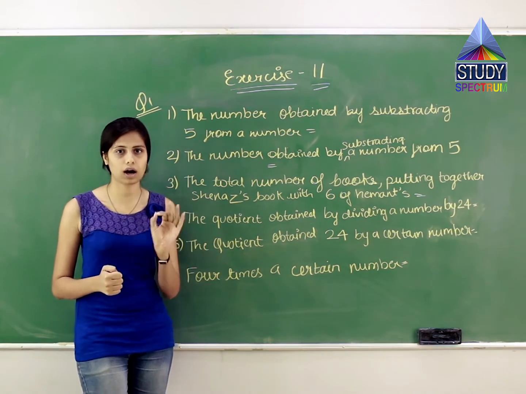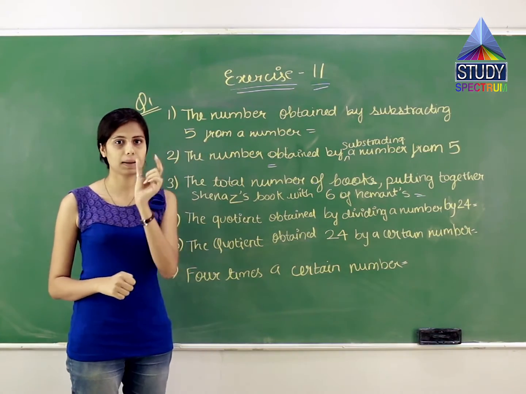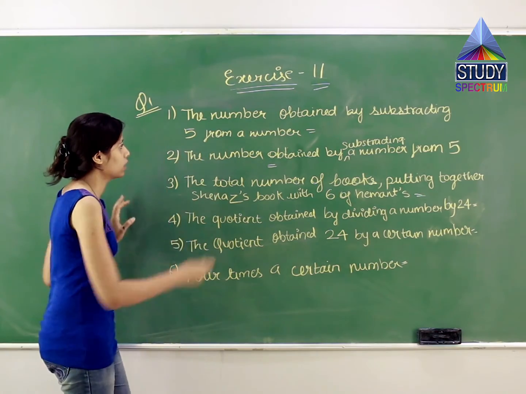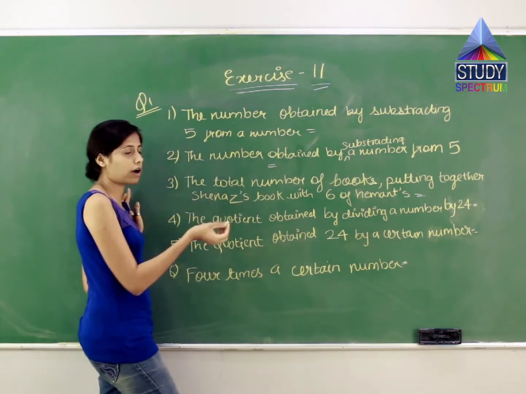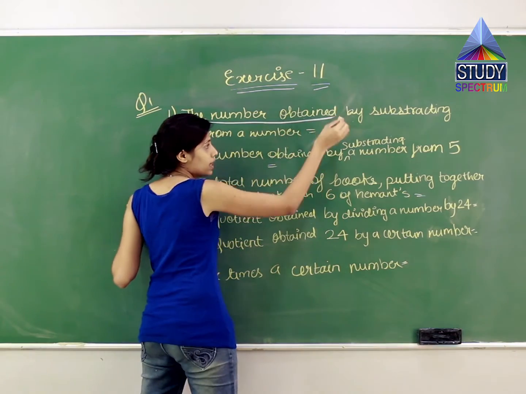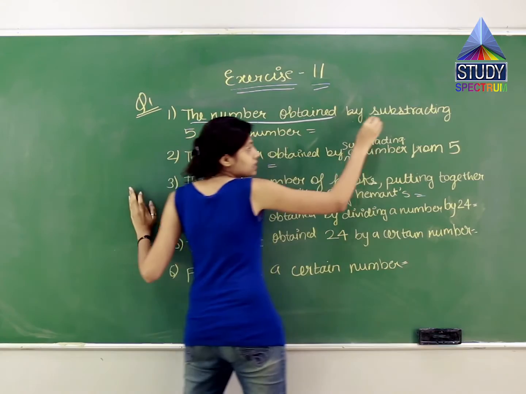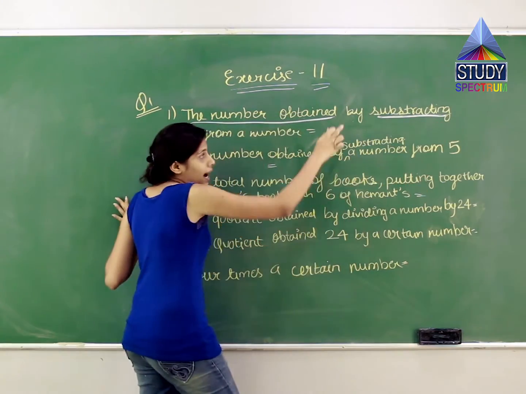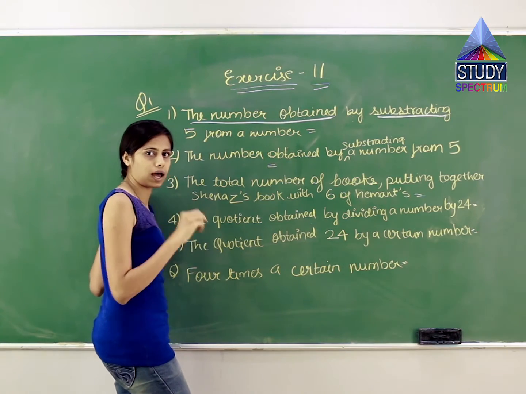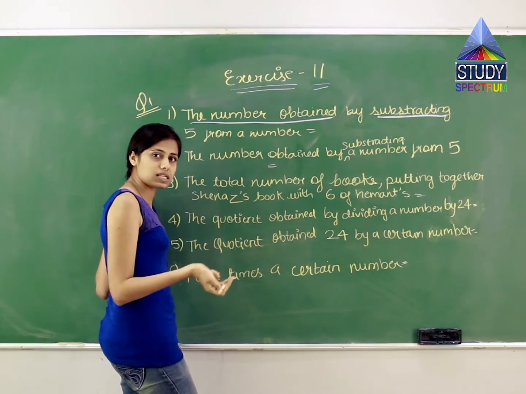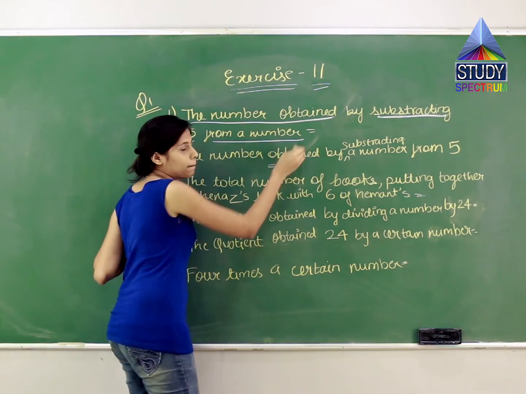You have to replace an unknown number with a letter, and you have to write the statement in a mathematical form. Look over here. The statement is the number obtained by, means what? You have the answer. They are telling you that the answer is what? The number obtained by. See what we have to do? By subtracting, means what? They are telling you कि एक number मिल रहा है subtract करने से, पर क्या subtract करने से? That we will read further. 5 from a number means what?